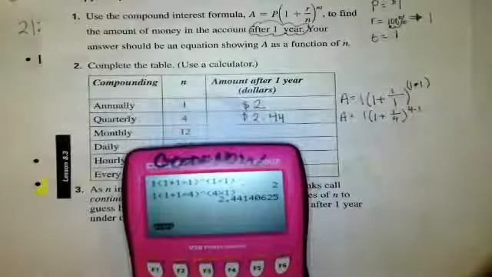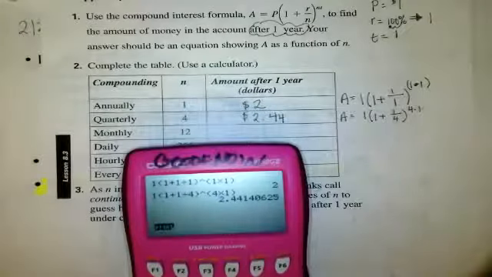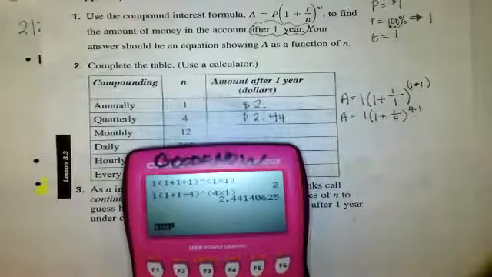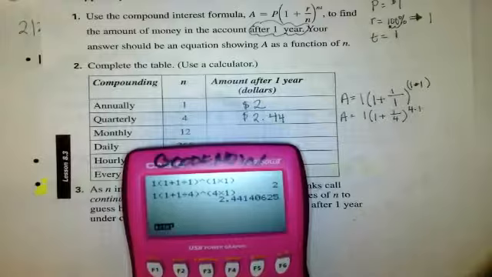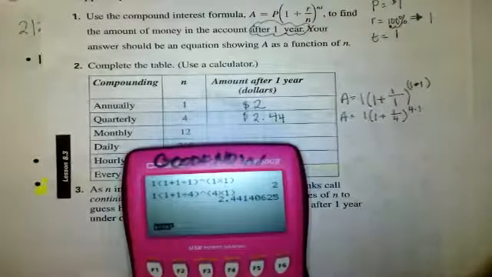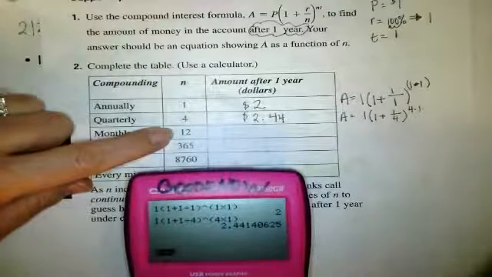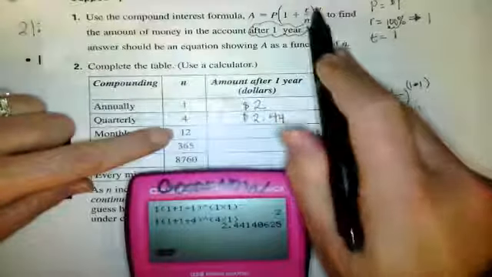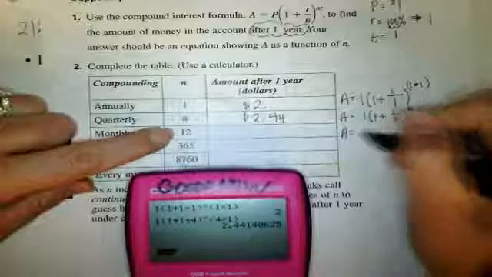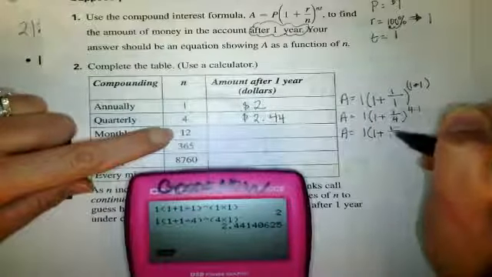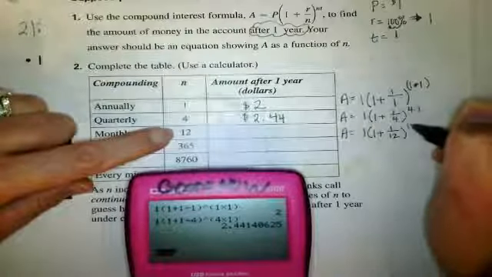So what happened when we compounded 4 times? We got 44 more cents. That's exactly right. Hey, I'll take free money. Okay, an extra 44 cents. All right, so now we want to see what happens when we compound 12 times per year. So we're going to change the Ns into 12s. So 1 plus 1 divided by 12, to the 12 times 1.